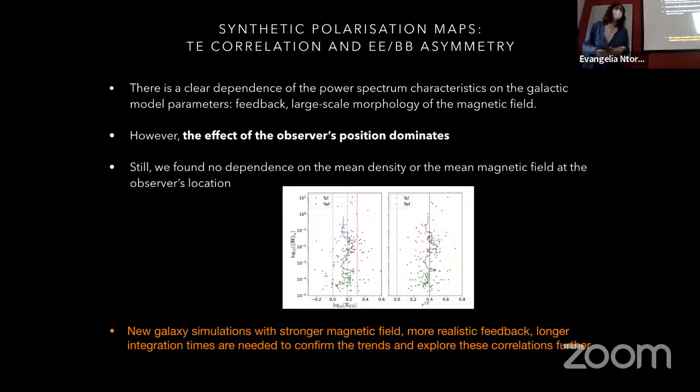So this means that it's not the absolute values around us that matter, it is the correlation between these quantities and the complexity of the ISM around us that makes our position special. As the last sentence, we need new galaxy simulations with a stronger field, more realistic feedback, maybe also chemical tracers or a dust tracer to be able to continue with the synthetic observations. So hopefully next time I'm here, I'm going to tell you more about that.